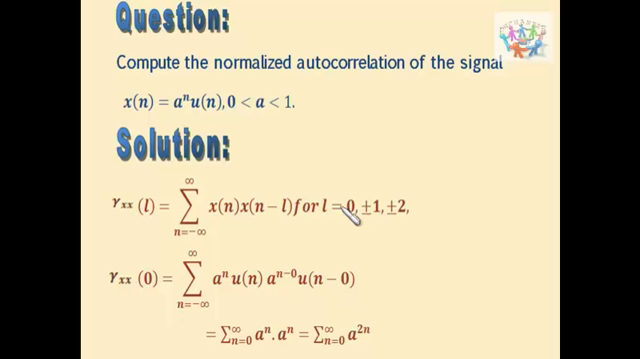So now let's substitute the value for L as 0 first. We get gamma_xx(0) = sigma n = minus infinity to infinity a^n u(n). This x(n) is taken from the question, and for x(n minus L), substituting L = 0, we get a^(n minus 0) u(n minus 0). Now this u(n) is a unit step function and its value is 1 in the range n = 0 to infinity. So we get a^n into a^n, which can be written as a^(2n).